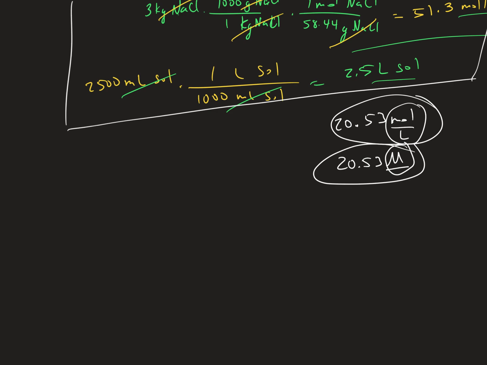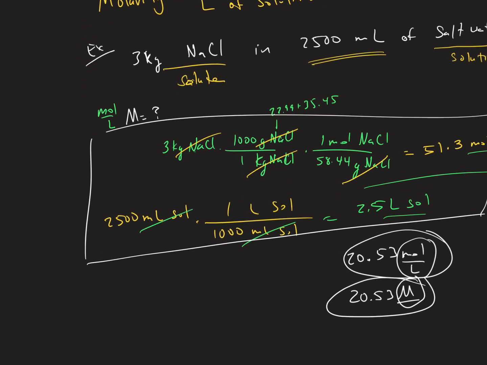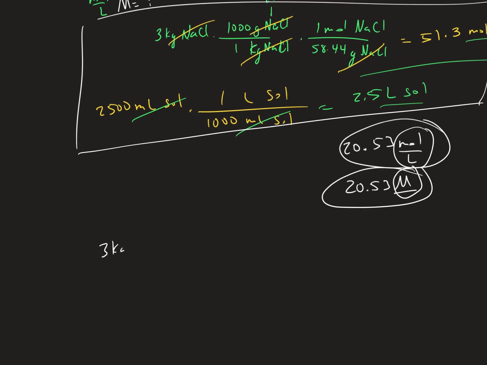Now, if I put it together, use this equation right here. It's amount of solute, and how much solute do we have? 3 kilograms. And we have 2,500 milliliters of solution. So this is amount of solute over the amount of solution. Now, I'm not saying one way is better than the other. It's all preference, okay? Just because I like one way doesn't mean you have to like it the same way, okay?